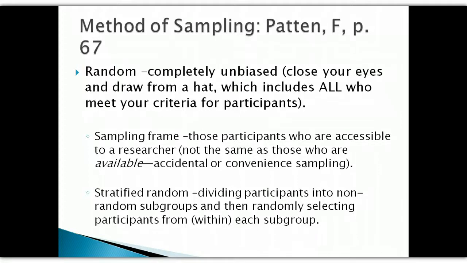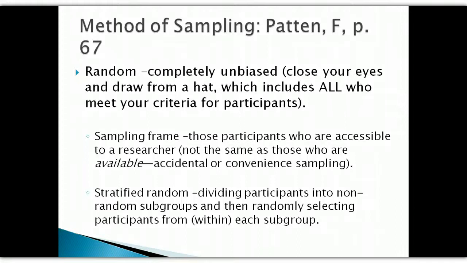The sampling frame are those participants who are accessible to a researcher. So you may not have access to all of the participants out there who meet your criteria for your study. You may only have access to some. For example, if you're studying the alumni of a certain school, that's the example the book gives, you may not have the contact information for all of the alumni at this school. As you know, some of them may have graduated years and years ago, and they're impossible to track down now. So your sampling frame includes just those alumni whose contact information is still current. So that's just those alumni who are accessible.